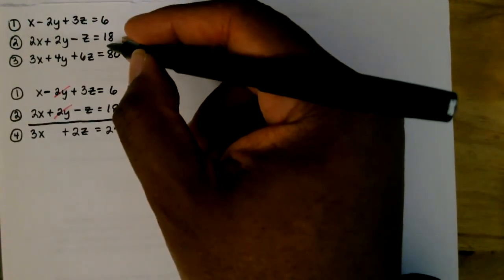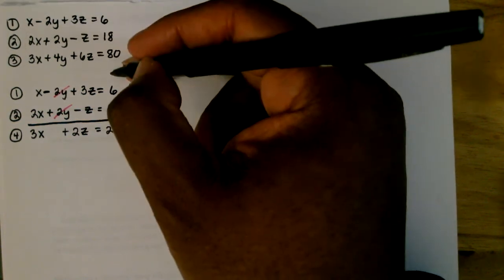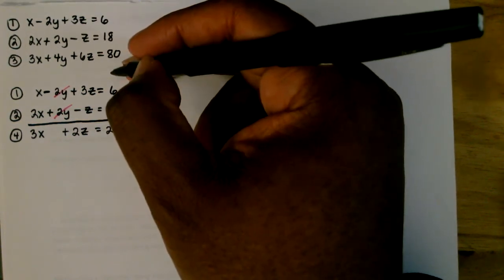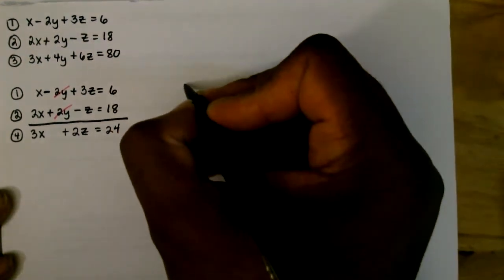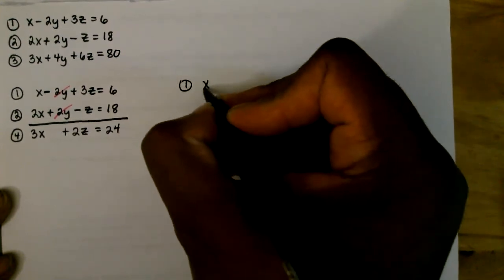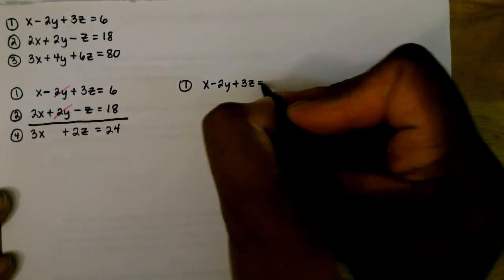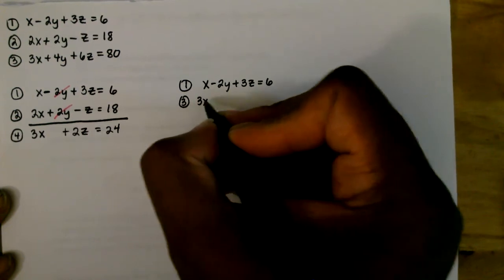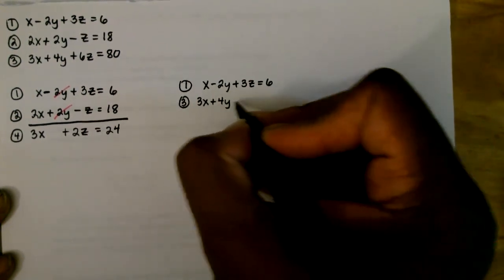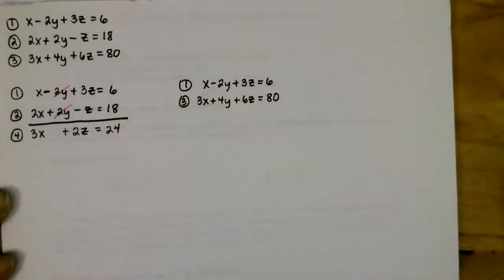And then next I'm going to use equations 1 and 2. Let's use equations 1 and 3 to get another equation in terms of x and z and eliminate the y. So my equation 1, of course, is that x minus 2y plus 3z is equal to 6. Equation 3 is 3x plus 4y plus 6z is equal to 80.